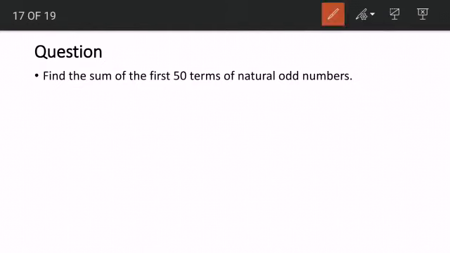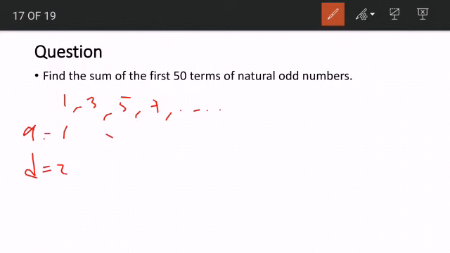Now, in this one here, we are asked to find the sum of the first 50 terms of natural odd numbers. When we talk about natural odd numbers, we are saying 1, 3, 5, 7, and so on and so forth. Okay, those are odd numbers. You can see here that my first term is 1, and the common difference is definitely 2.